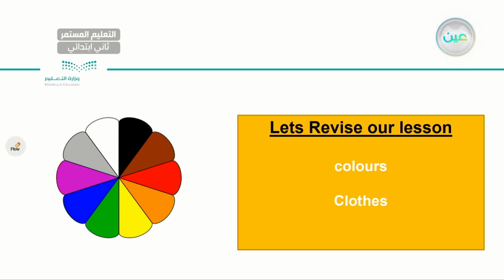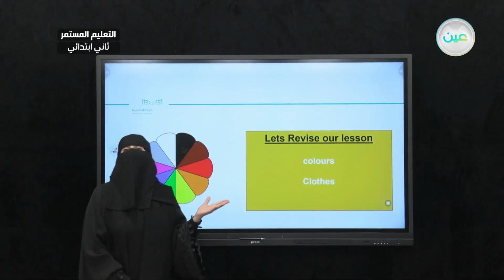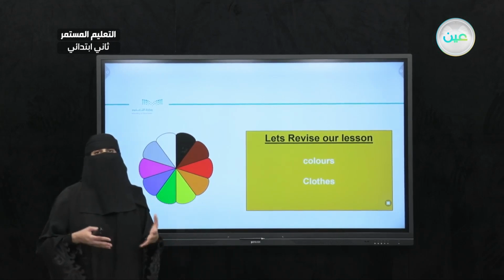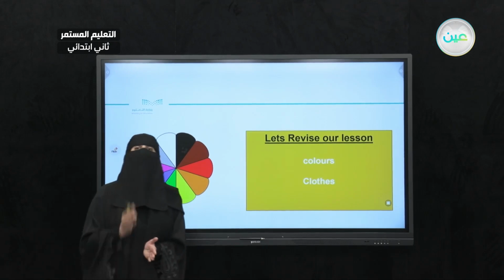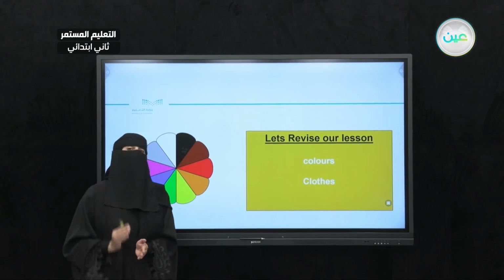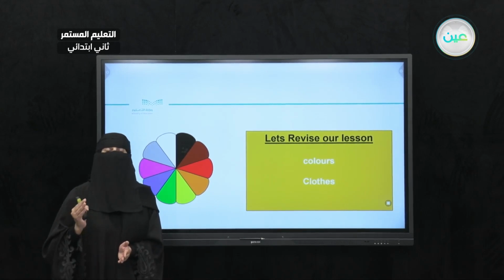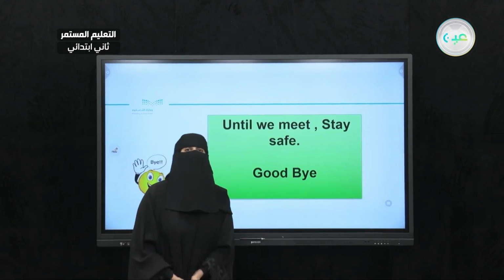In this lesson, let's try to revise what we have learned, my dear student. We revise colors, different kind of colors. And at the same time, we were able to link it with the clothes. What kind of clothes we're wearing? I'm wearing a black shirt. He is wearing a blue trousers. She is wearing a pink dress, and so on. So that was my lesson, my dear student.